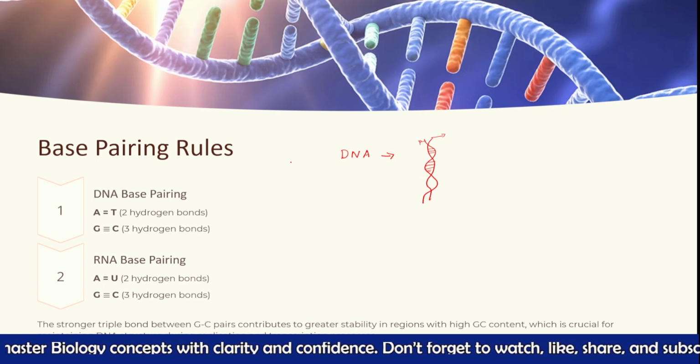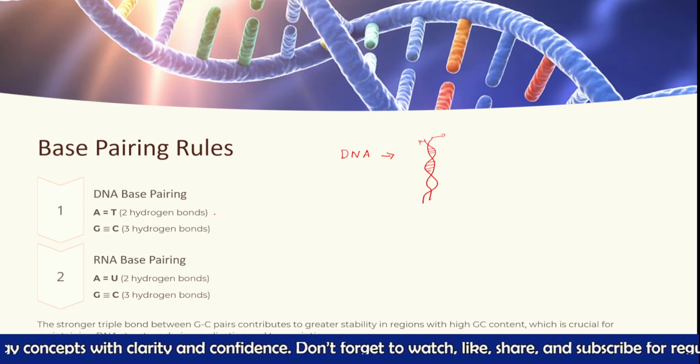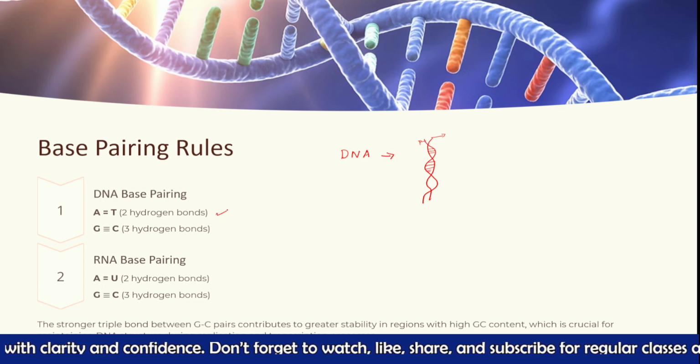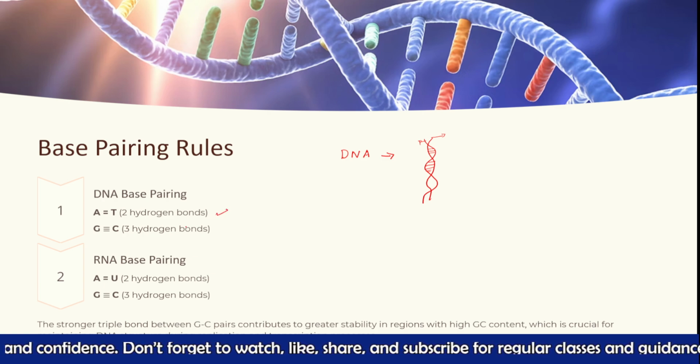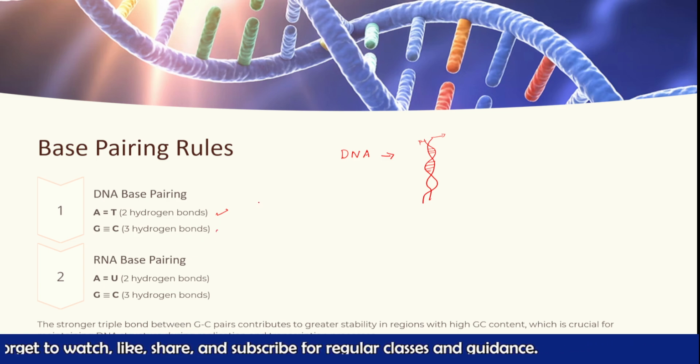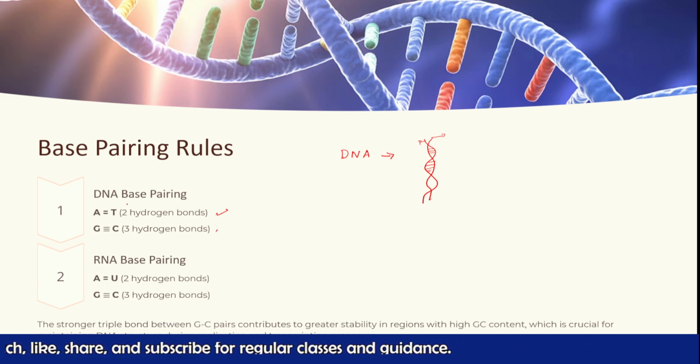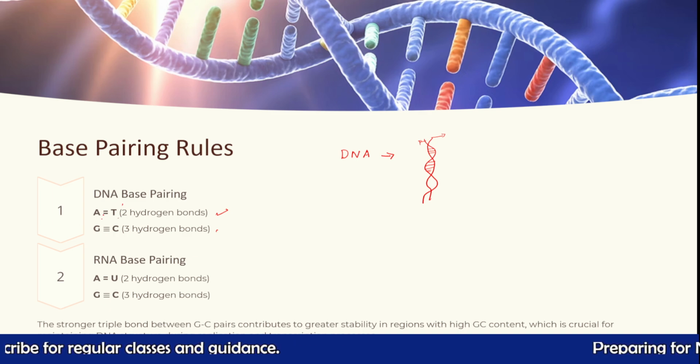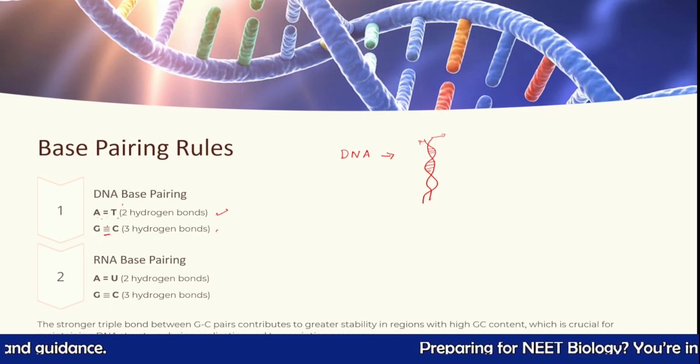You have to always remember, adenine always pairs with the thymine and vice versa. Guanine always pairs with the cytosine and vice versa. So in the case of DNA, adenine and thymine, you can see here two lines in between the adenine and the thymine. Here three lines are there. What does it indicate? Yeah, two lines.